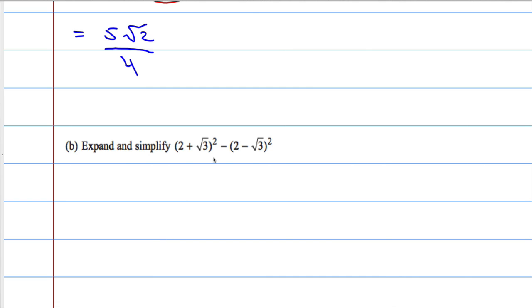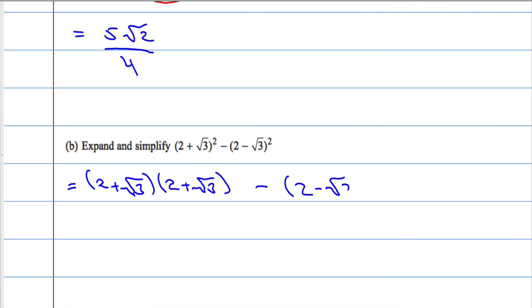Next part, expand and simplify. So remember that 2 plus root 3 all squared means 2 plus root 3 times 2 plus root 3, and then we've got to take away 2 minus root 3 times 2 minus root 3. Because I've got this minus sign here, I want to be careful of that, so I'll deal with that later. I'm going to put some big brackets around. Let's work on the first part.